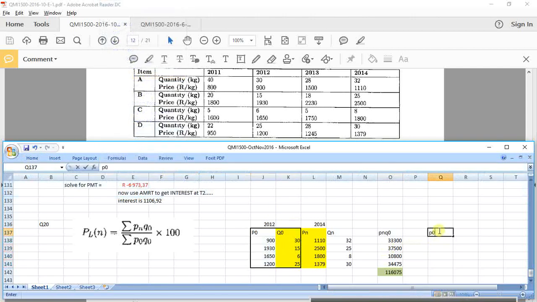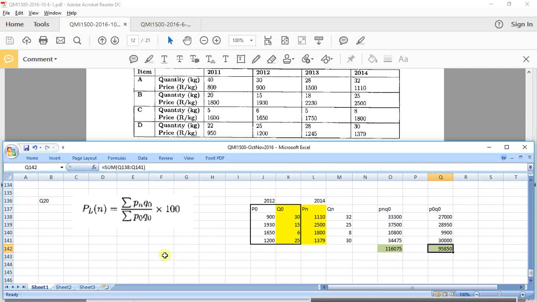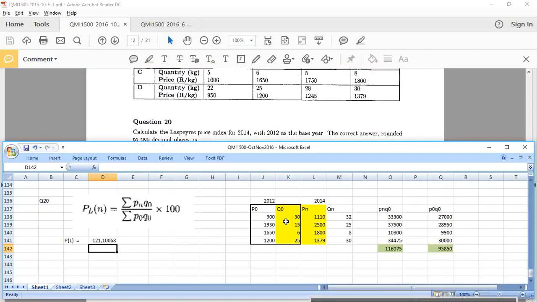Okay, so P0, Q0. This times that for all of them, then sum up. This is the denominator. Okay, so now Laspeyres here, P bracket L equals that divided by this times 100. Okay, 121.10. Perfect. Option 4.